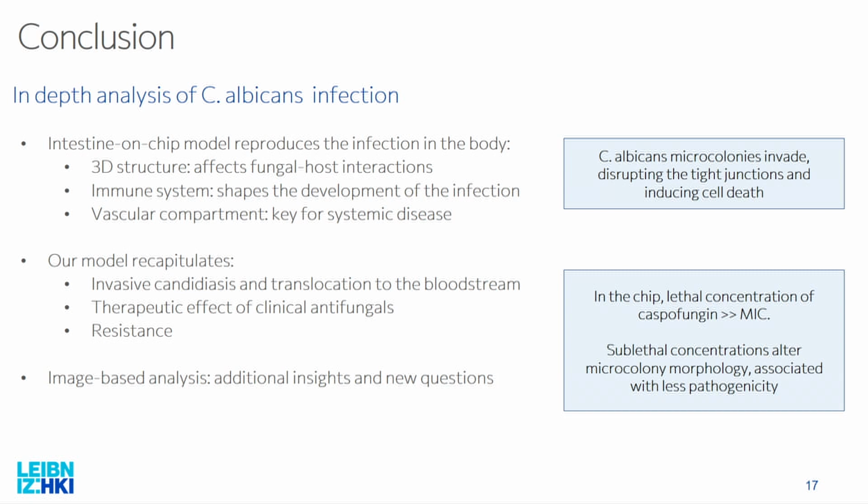This has allowed us to, for example, see that in the chip, the lethal concentration that we see is way higher than the minimal inhibitory concentration that you would find in textbooks. We saw 4 micrograms per ml, and 0.1 is what you would find in the manuals. At the same time, it's also much more similar to what we are seeing in hospitals, which means we are reproducing better than other in vitro models that we are using. Also, we saw that sublethal concentrations of caspofungin are altering the microcolony morphology, which is associated with less pathogenicity, something that we should also take into account when designing treatments.